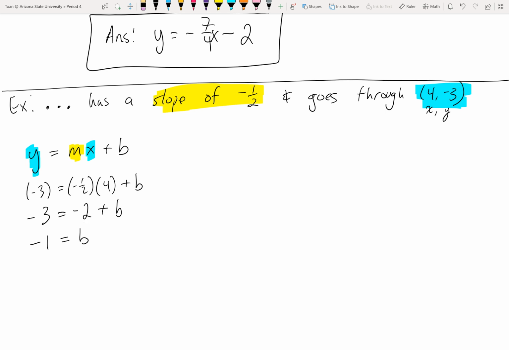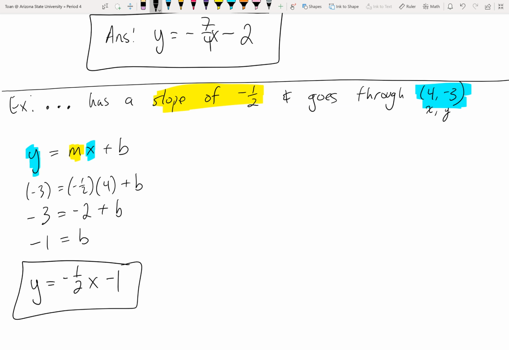Answer the question. If I'm going to ask for an equation, you better give me an equation. So all you have to do is put that y-intercept back into slope-intercept form. y equals -1/2 x minus 1. That would be the answer I'm looking for. So just remember on Thursday, don't stop at the y-intercept. Give me the full equation as your answer.